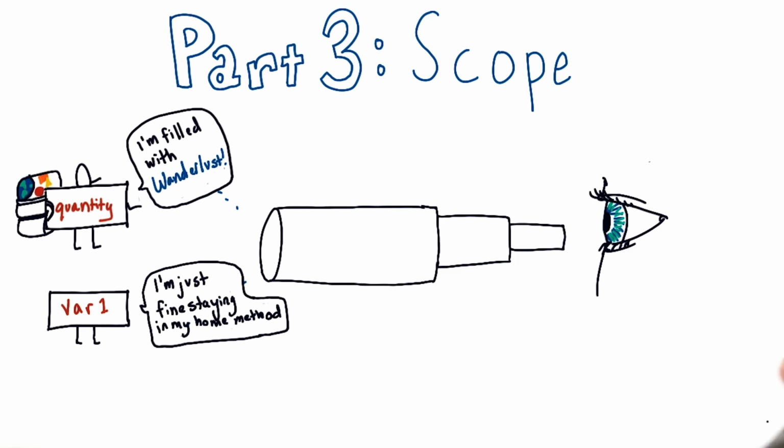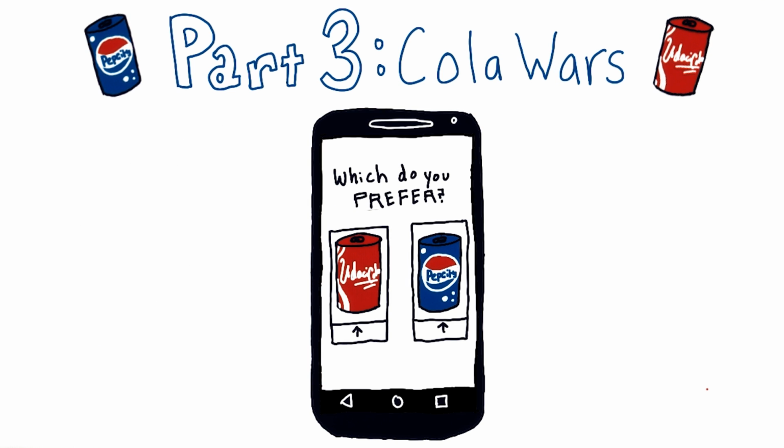Here's the first example. In this scenario, let's say you're a market researcher and you've made an app to figure out which sugary drink consumers prefer, Udasa Cola or Pepsi. You'll talk to people on the street and hand them 2 drinks, and then ask them to vote with the app to say which one they like better.